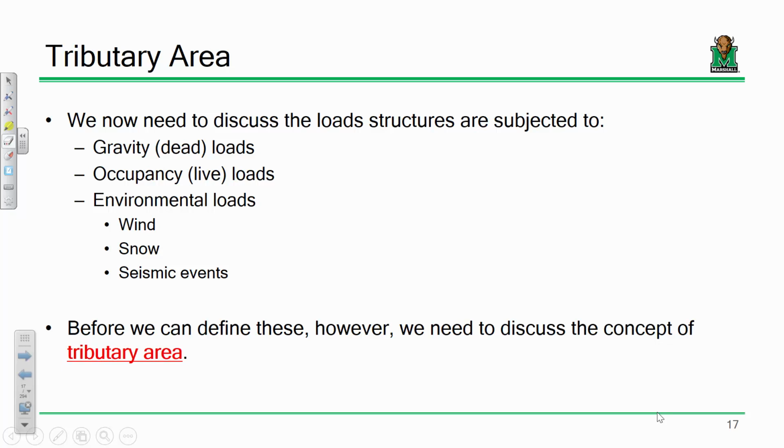Tributary area is the means by which we basically turn a structure into this. Now, what we're all revolving around is the discussion of loads. We talked about loads a little bit last time, the different types of loads that structures are subjected to. We typically in structural engineering are dealing with 5 load events.